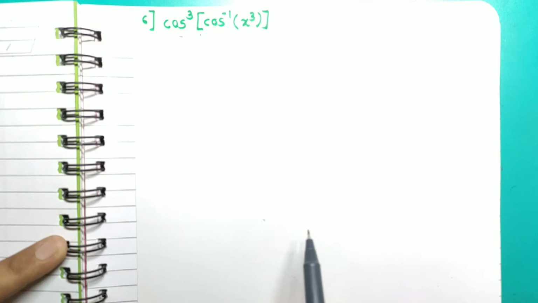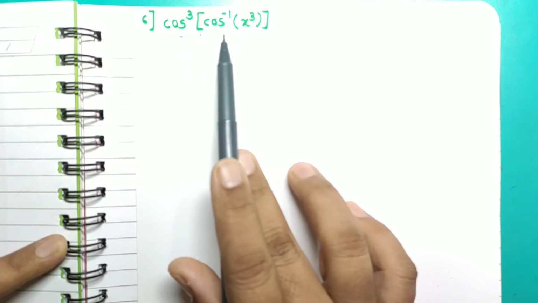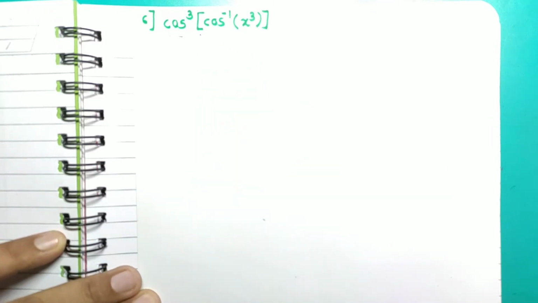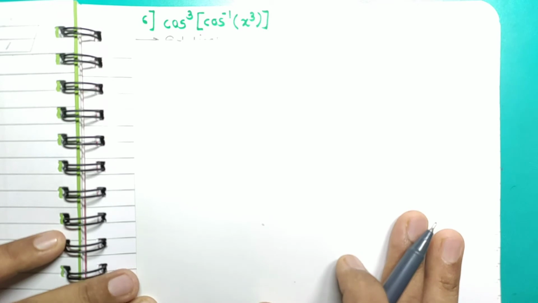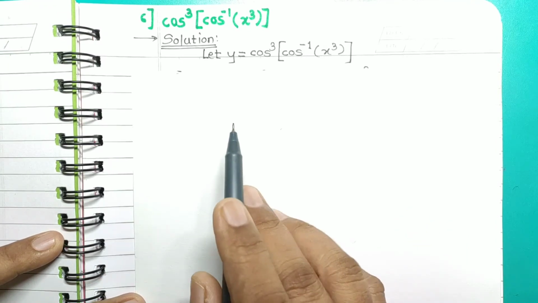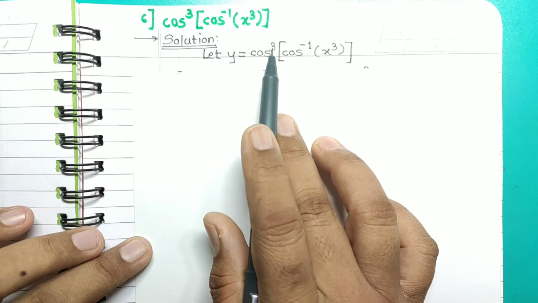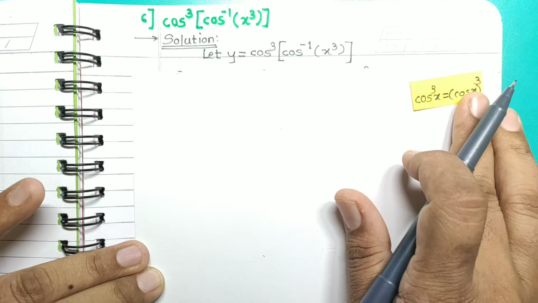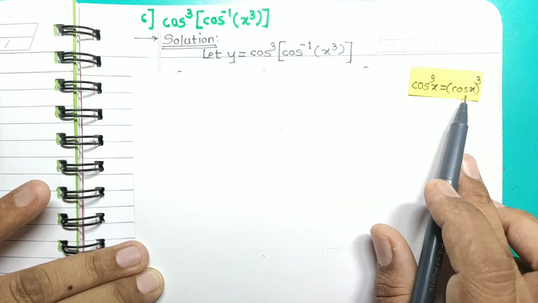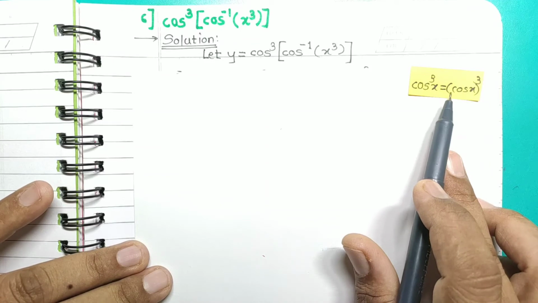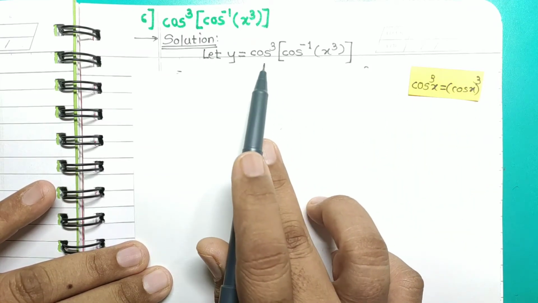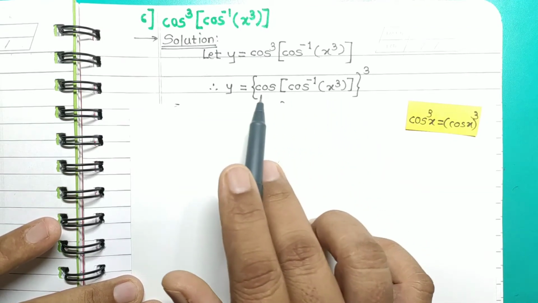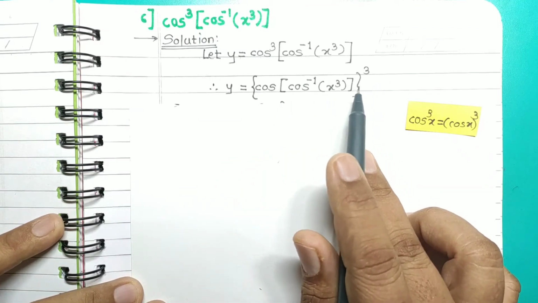Okay. Then the next function is cos cube of cos inverse of x cube. So we have to find the derivative of this function. So in the solution, you write down the given function and let it be y. See here, it is cos cube of something. So we know that cos cube of x can be written as (cos x) bracket cube. So using this we are going to rewrite this function as (cos of cos inverse of x cube) bracket cube. You know this step.